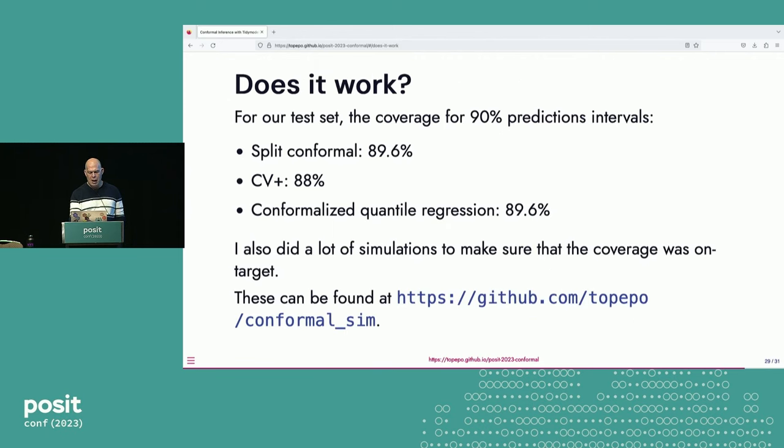Speaking of performance, we have to make sure it works. This is a little bit different than your average machine learning method, because we're saying that if you get intervals from this function, we think they'll have 90% coverage. So with this GitHub repo, I did a bunch of simulations to make sure these things actually work the way they're supposed to work.